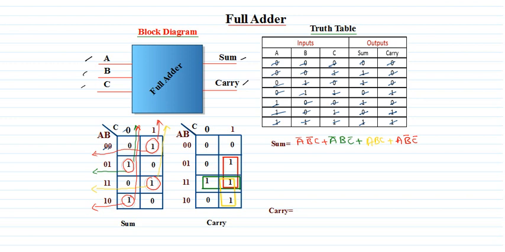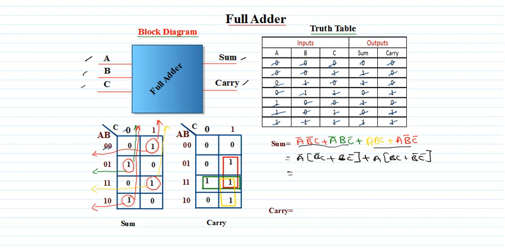Now we can simplify this. How can we simplify? I can group these two terms and I can group these two terms. So I can take A bar common, and write B bar C plus B C bar. Similarly, if I take these two groups, A is common and the left out is BC plus B bar C bar.